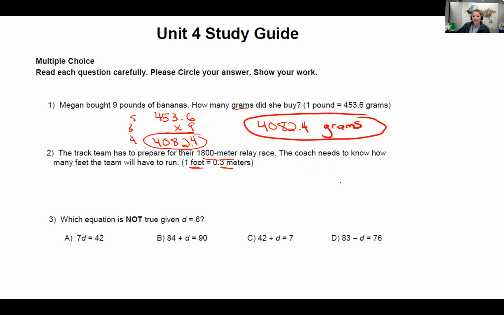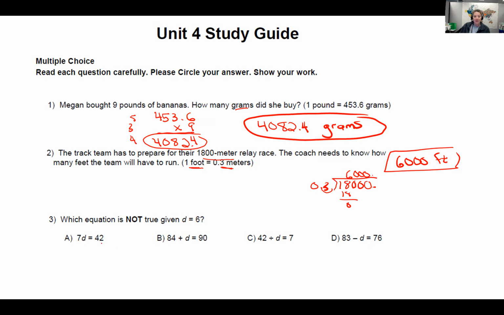So we are dividing 1,800 meters by 0.3 meters. So I would move this decimal over. I would move this decimal over. I know that 3 goes into 18 6 times with no remainder. So we have to fill in all these zeros. 1, 2, 3. So the answer is 6,000 feet.